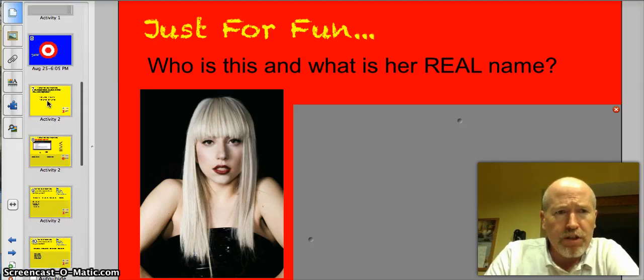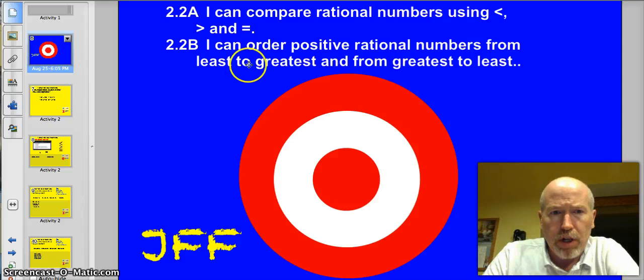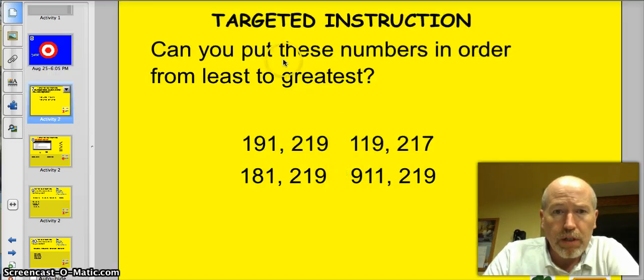Happy time was yesterday. All right, the targets, a double target, our first one. I can compare rational numbers using less than, greater than, and equal signs. And 2.2b, I can order positive rational numbers from least to greatest and from greatest to least. Let's do this thing. Can you put these numbers in order from least to greatest? Pause it for a second and see if you can.